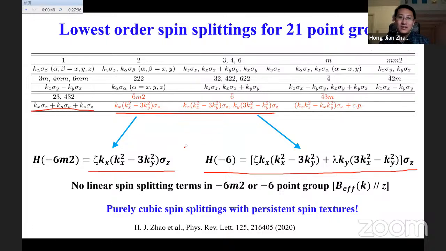So here we can see the spin splitting term. You see the quantum spinor state for both these two Hamiltonians is an eigenstate of the sigma z matrix. It doesn't depend on k. So it means in both these two point groups, the effective magnetic field is aligned along the z direction. So the spin magnetization should be aligned along the z direction as well. So we find that in the -6m2 and -6 point groups, we can have purely cubic spin splitting with persistent spin texture.